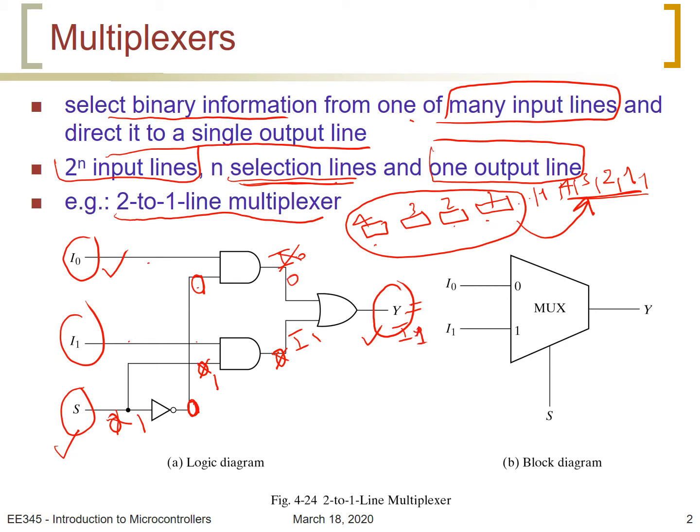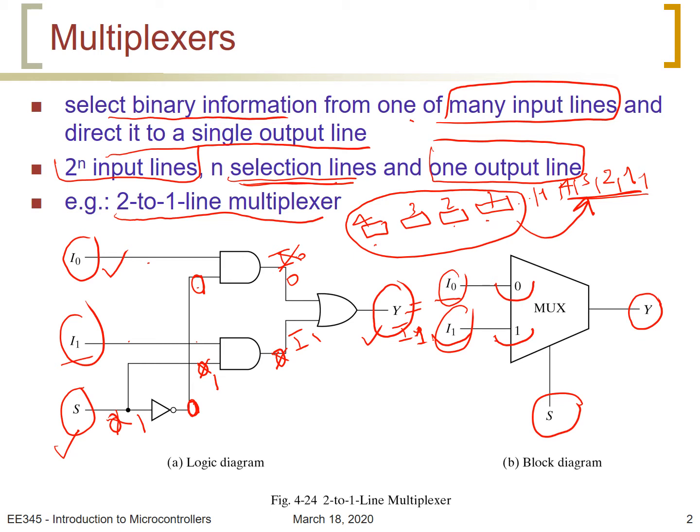So great. Therefore, if S is 0, I0 will be selected. If S is 1, I1 will be selected. This is really the function of the multiplexer. We draw it as a block diagram, a black box, which has 2 inputs, I0 and I1, and 1 selection line. And it's very important to name also the inputs, where they go. So input I0 goes to input 0 at the multiplexer. I1 goes to input 1 at the multiplexer, and this is the output Y.